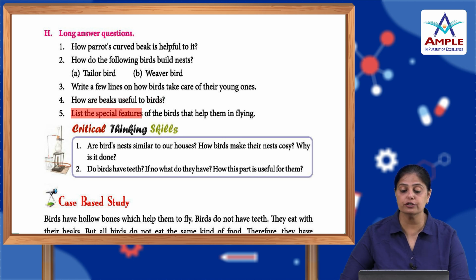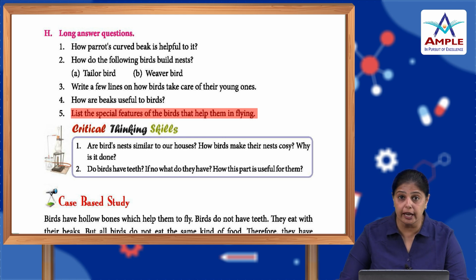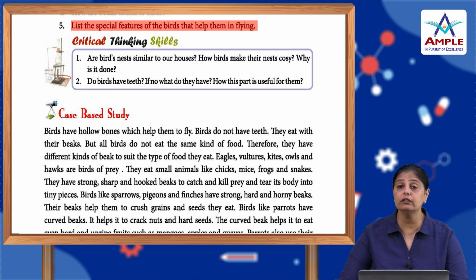List the special features of the birds that help them in the flying process. So, what are the special features that help them to fly? They have feathers all over their body, their body is boat shaped, they have hollow bones and they have strong muscles which help them to fly up in the air. So, those birds which have heavy bodies are the birds that cannot fly.